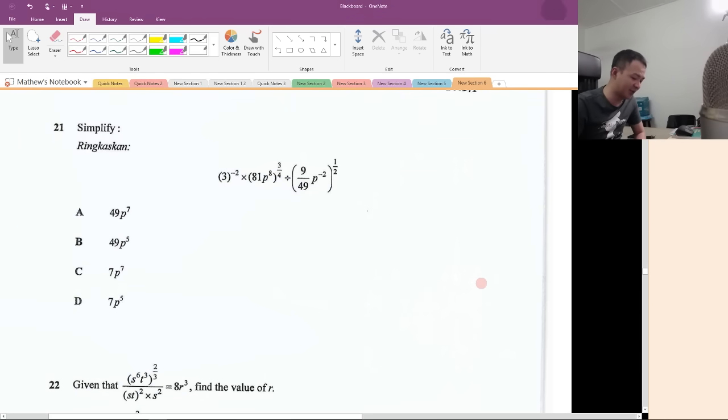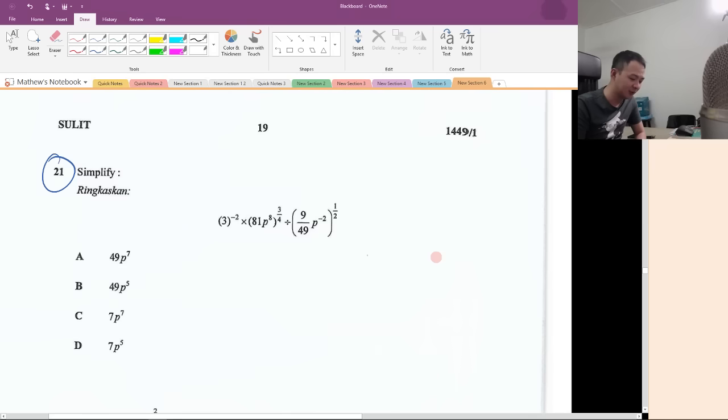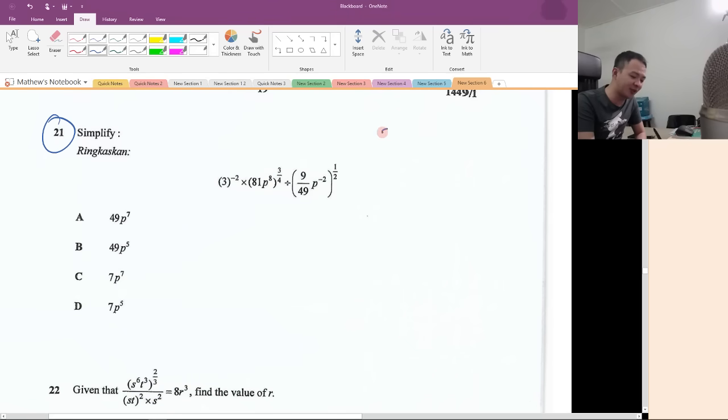Alright, okay, this one is a bit hard. I would say this question is a little bit challenging if you are not good in indices. So first thing is, what is 3 power of negative 2 here? 3 power of negative 2 will be 1 over 3 power of 2, which is 1 over 9. When you have the negative, it means 1 over. Negative means 1 over, alright? So the first thing I solved already, 1 over 9.